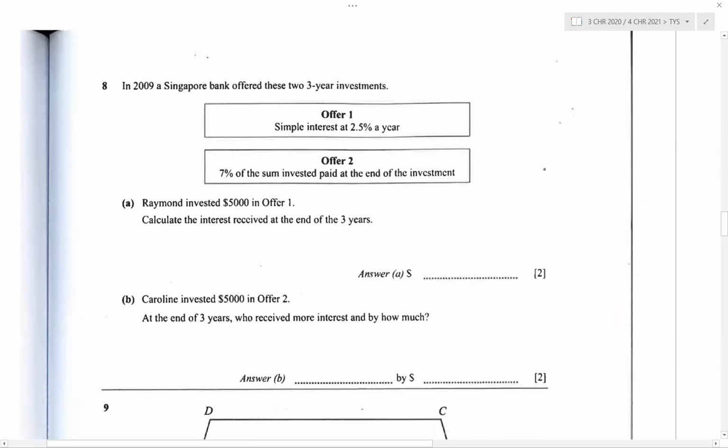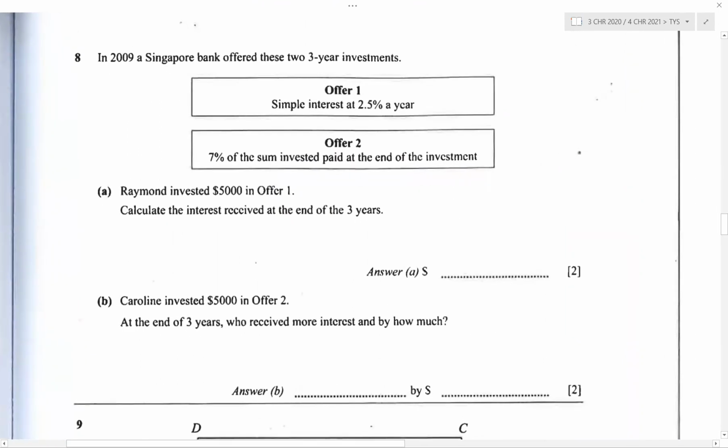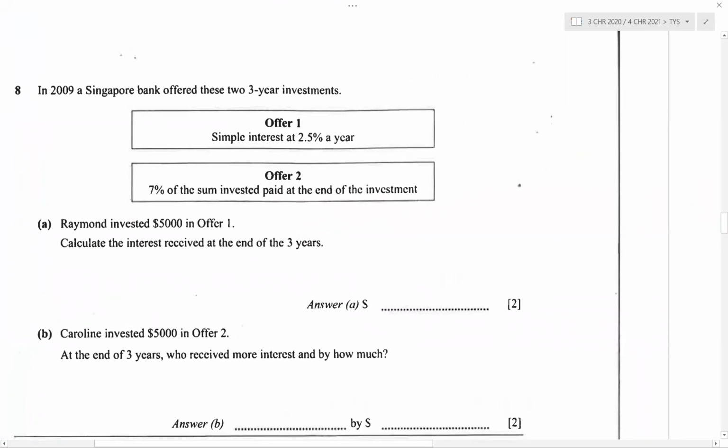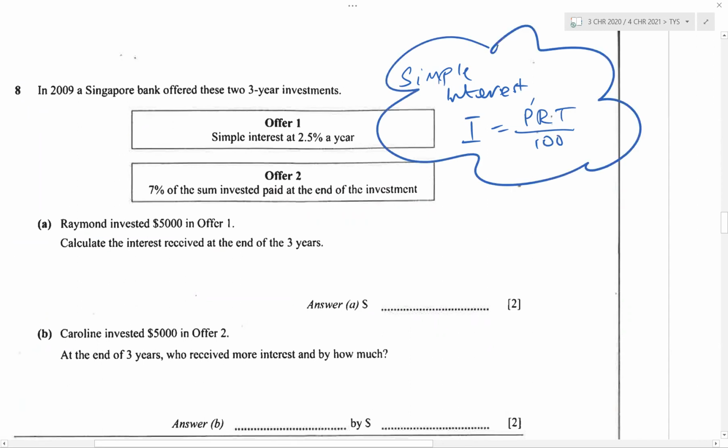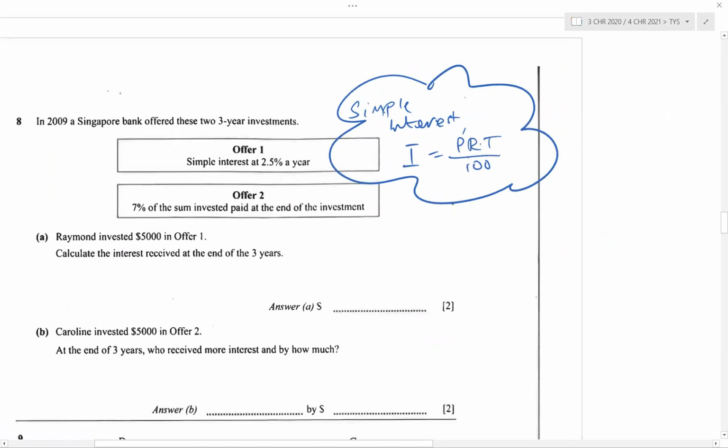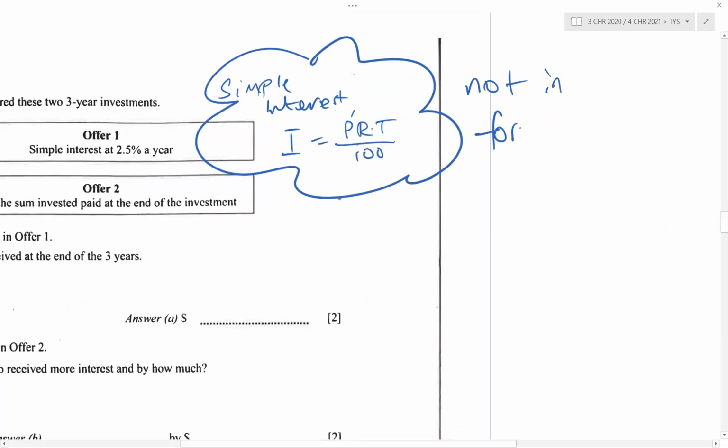Now, question 8, two different interest offers. The first interest is a simple interest. So you need to memorize the formula. Simple interest: I equals PRT over 100. We are going to use this. This one you have to memorize. It's not in the formula list. So memorize.